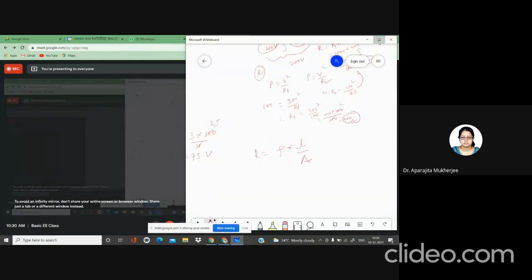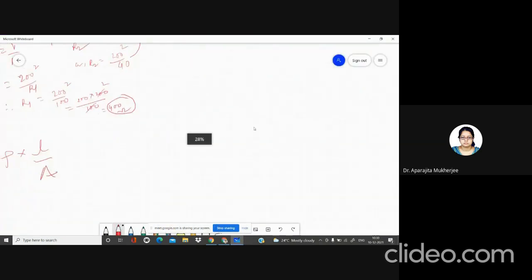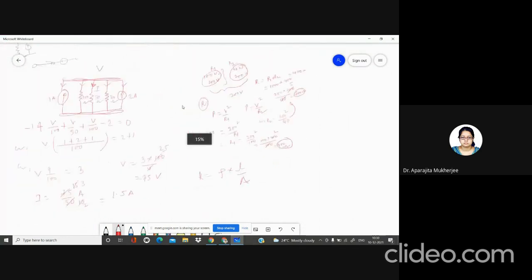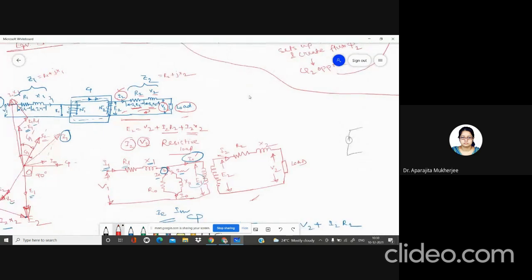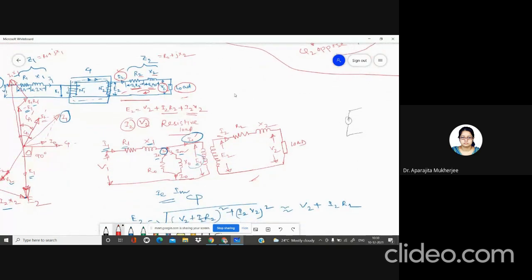Today we will do the rest portion of the transformer. In our last class we studied the equivalent circuit and phasor diagram of the transformer, and on the phasor diagram we have drawn two separate phasor diagrams.